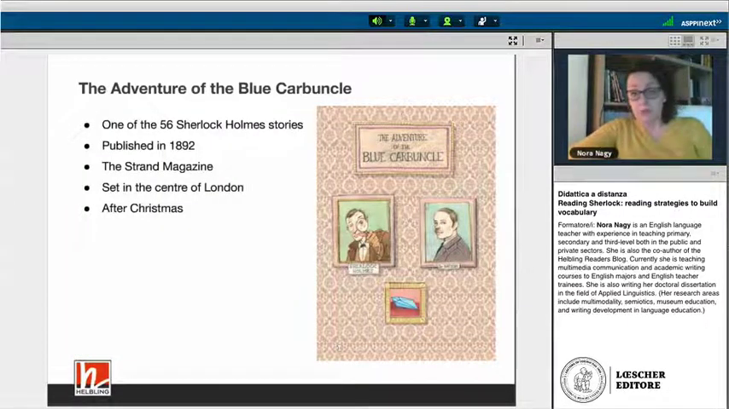So The Adventure of the Blue Carbuncle is one of the 56 Sherlock Holmes stories by Arthur Conan Doyle. It was published in 1892 in the Strand magazine. Most of the Sherlock Holmes stories were published in this magazine. It is set in the center of London, and the time is just after Christmas. So it is also a perfect Christmas story.